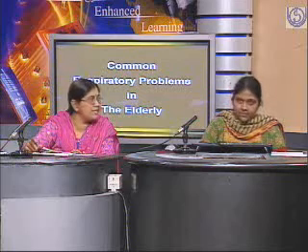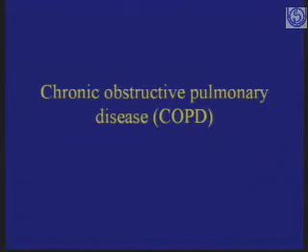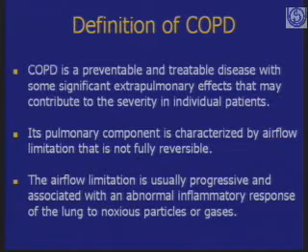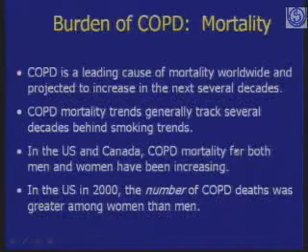So we can take the next disease, that is chronic obstructive pulmonary disease. It's a very common, very important problem that we will be discussing. Very important definition: it is a preventable and treatable disease with some significant extrapulmonary effects that contribute to the severity in individual patients. The pulmonary component of COPD is characterized by airflow limitation that is not fully reversible, and this is how it's differentiated from asthma. In asthma, the airflow obstruction that occurs is reversible to a very large extent. Here it is irreversible and progressive, and that is why it has a more progressive and chronic course.